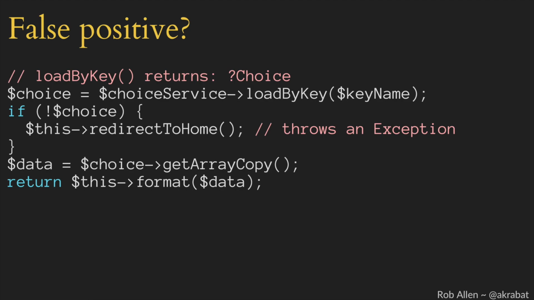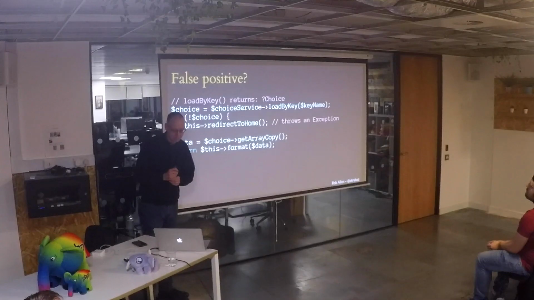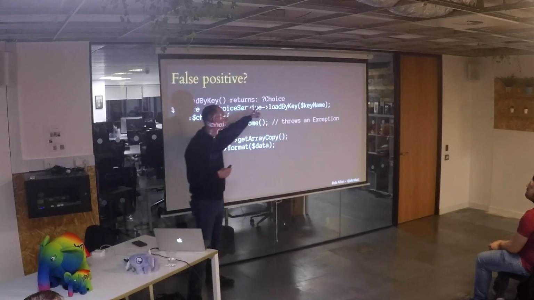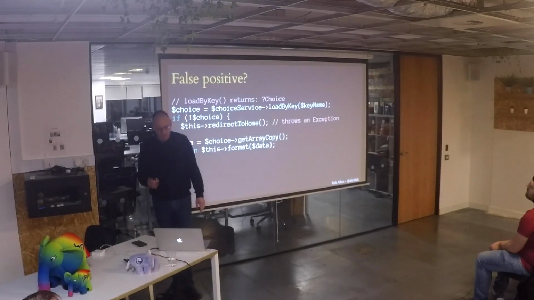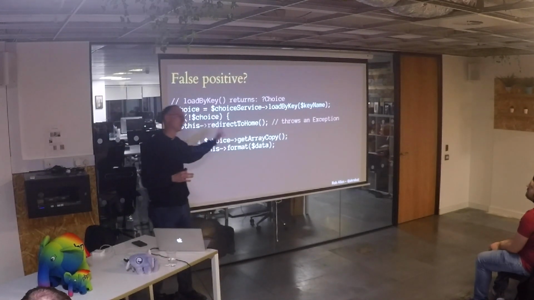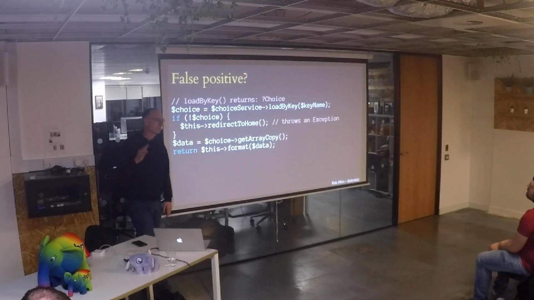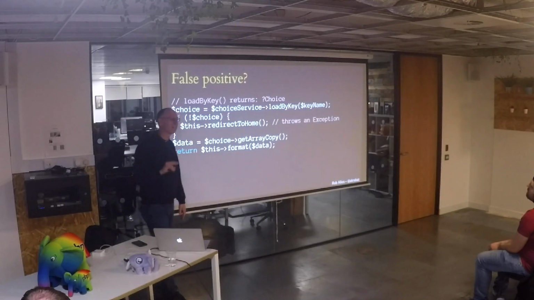You also get false positives. So this one came up. So load by key returns question mark choice. I've not talked about the question mark because I don't think you should use it, but this is a really old code base. So question mark means it returns a null or a choice object. Those are the only two choices it may be.